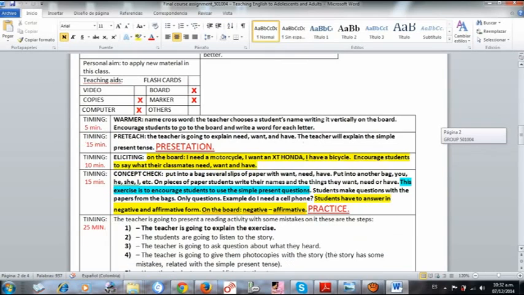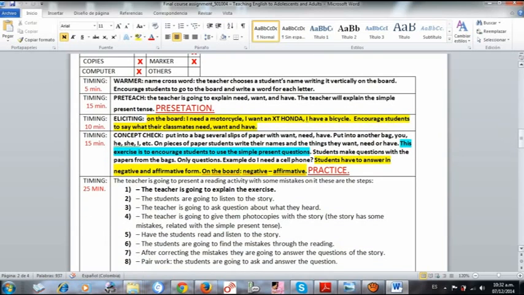The warmer is what we do before the class, a game. Students after a week, after some days, would be out of English, far from English. So this is to engage them in the class. In this case, I chose a name crossword. Then the pre-teach. This is very, very important, because in the pre-teach you can explain things and tell the students what it is.